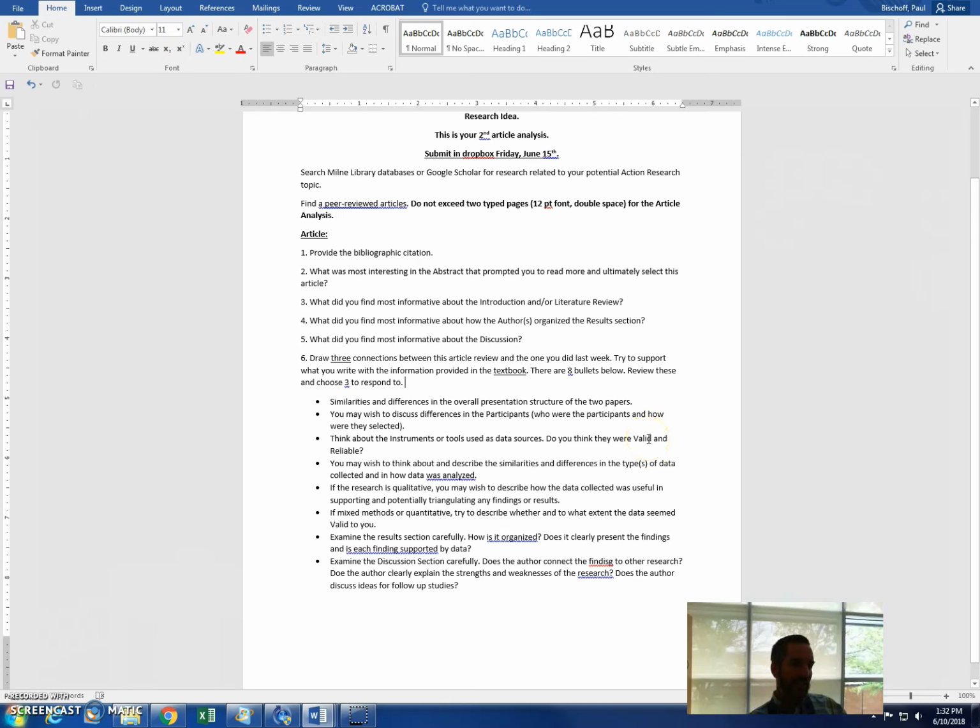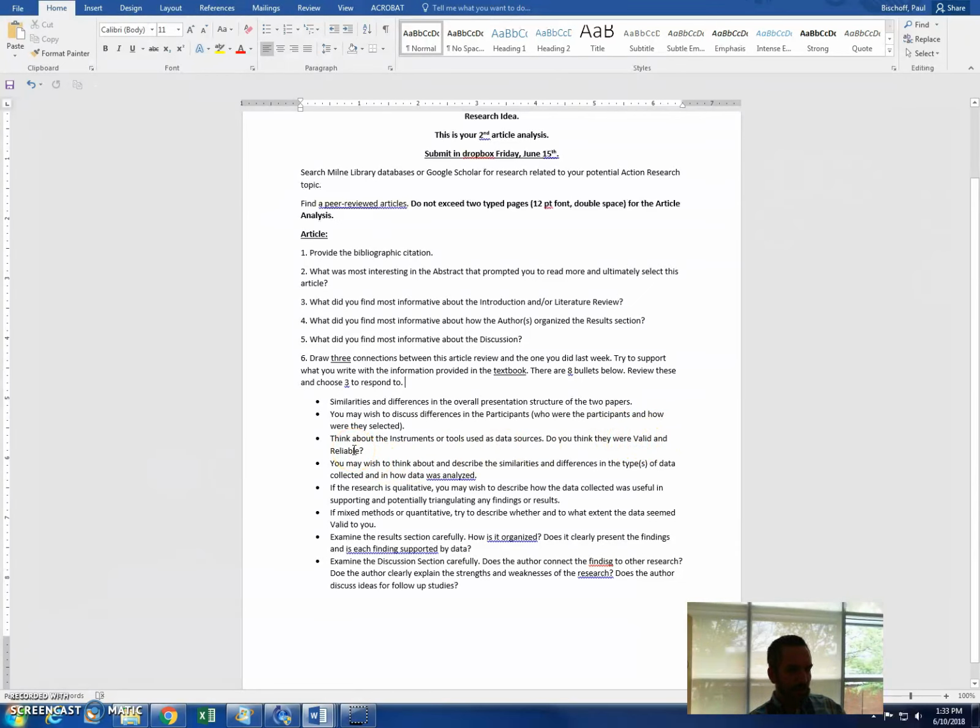Valid meaning that the instruments are really capable of getting at the information that they're supposed to get at. So if it's students involved in a mathematics study and you're looking at some math achievement, the instrument would only be valid if it in fact measured mathematics achievement. And reliable. Reliable is different than validity. Both of these terms are explained in your book quite clearly.